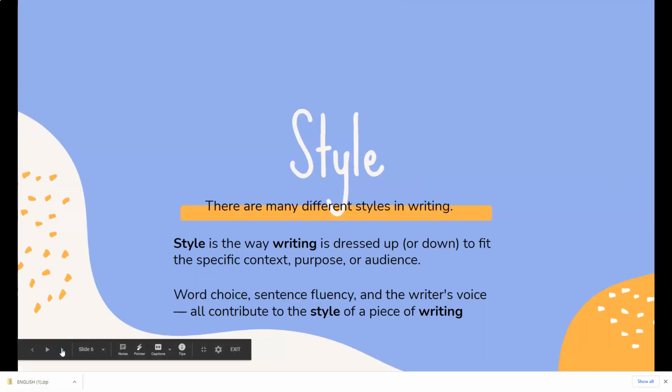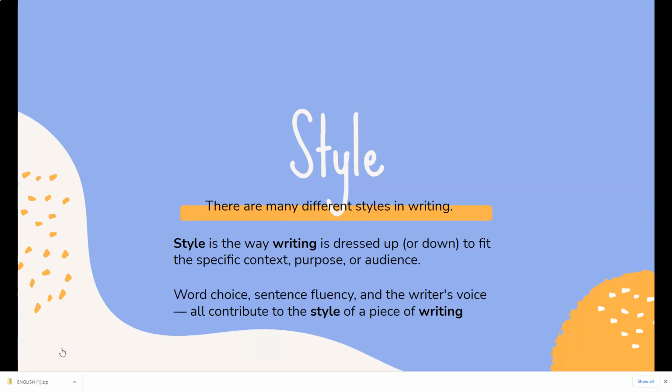That brings us to style. Keep in mind that there are many different styles in writing, and style refers to the way writing is dressed up or down to fit the specific context, purpose, or audience. We want to consider word choice, sentence fluency, and the writer's voice, which all contribute to the style of a piece of writing.